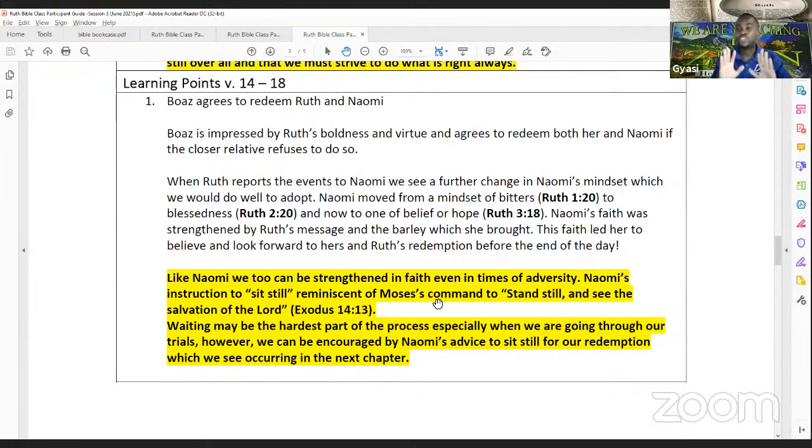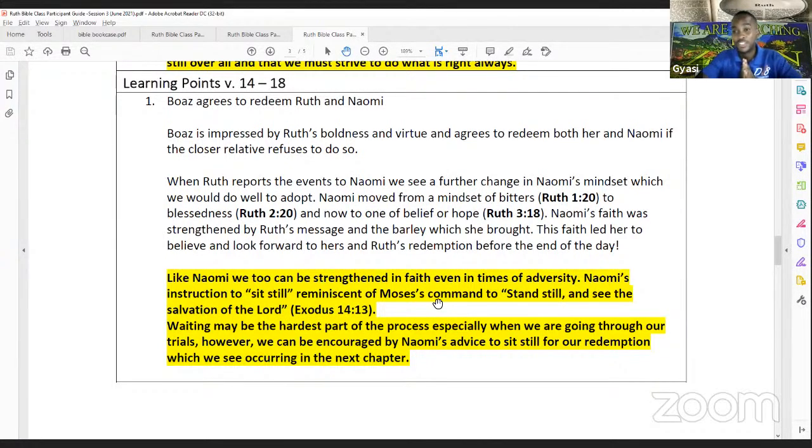And she told Ruth, hold on, wait, sit still, and you'll see, just as Moses told the Israelites to stand still and see the salvation of the Lord. Naomi told Ruth to sit still because the man will see about the issue today. And this could be the hardest part of the process during the adversity. Even though we take initiative, even though we are diligent, sometimes we still need to wait on the Lord.